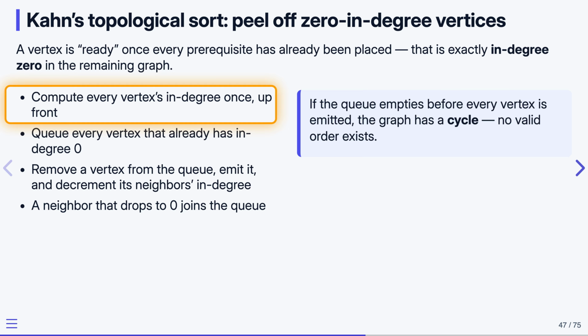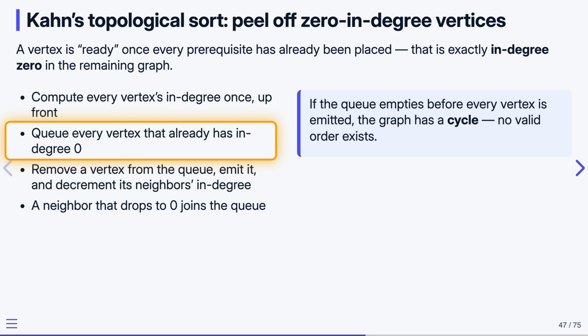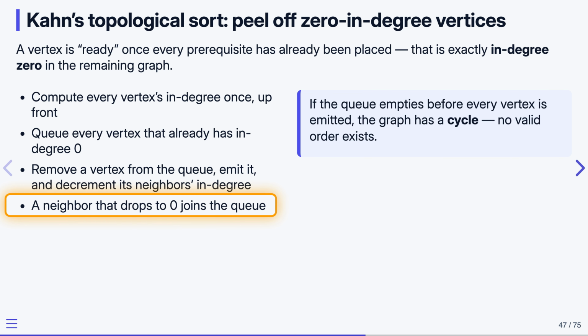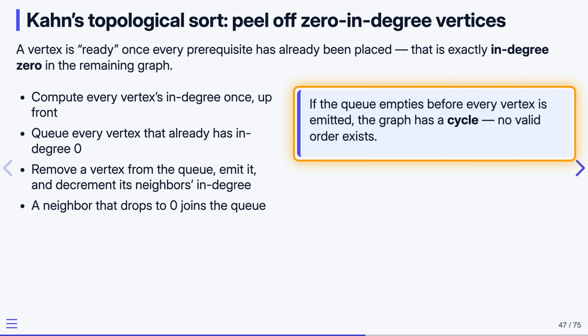First, we compute every vertex's in-degree once, up front. Then we queue every vertex that already has in-degree 0. We remove a vertex from the queue, emit it, and lower the in-degree of each neighbor by 1. A neighbor that drops to 0 is now ready, so it joins the queue. One key idea: if the queue empties before every vertex is emitted, the graph has a cycle and no valid order exists.